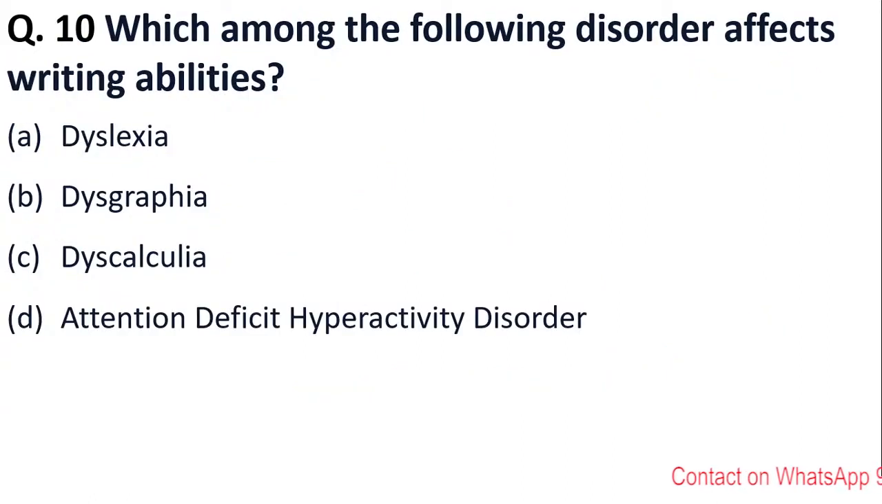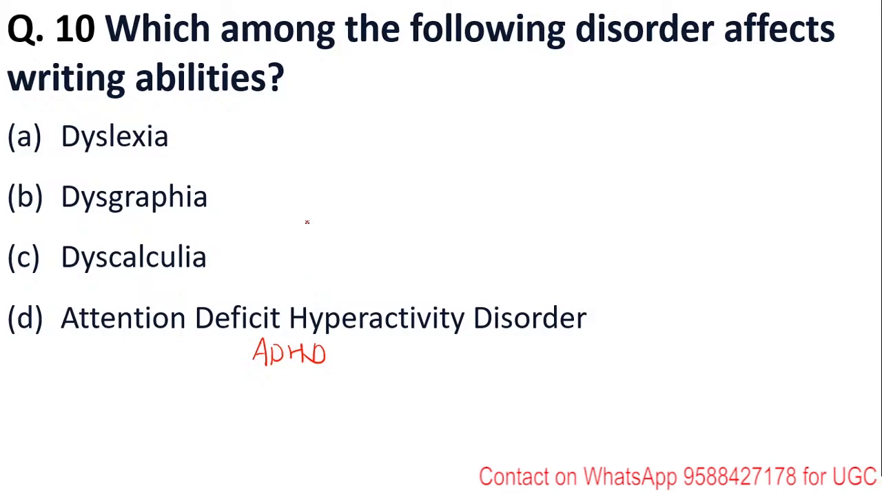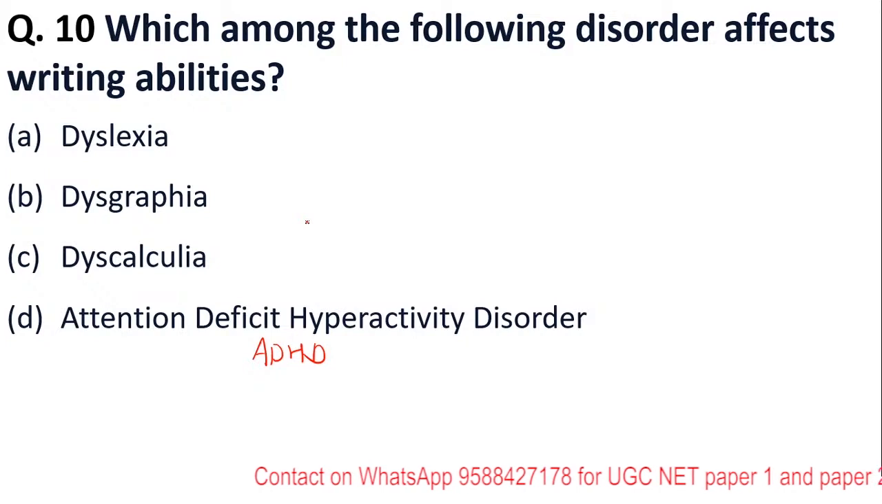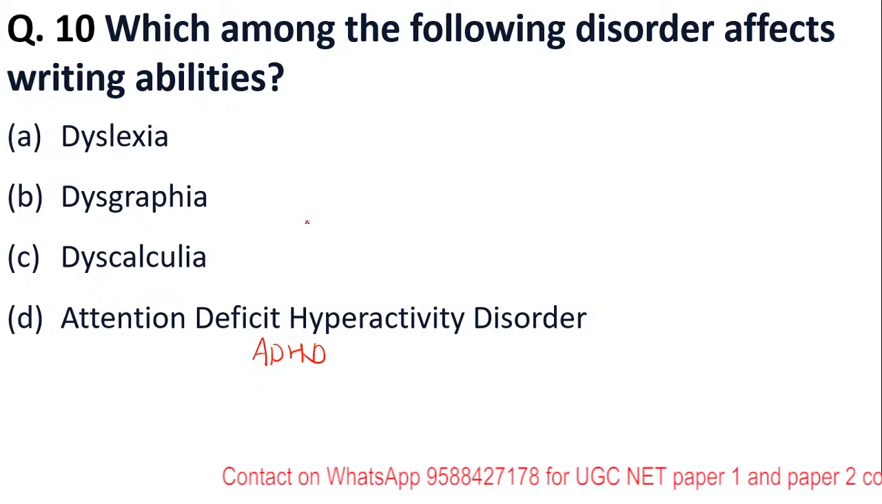Which among the following disorders affects writing abilities? Dyslexia, dysgraphia, dyscalculia, or attention deficit hyperactivity disorder, also known as ADHD. So you know that there are so many different kinds of students, so there will be problems also. None of the persons is perfect. They might have some problems. You might have seen that some students, even after so much teaching, still don't do things properly. That is not because they are lazy or something, it is because they might have some problem.